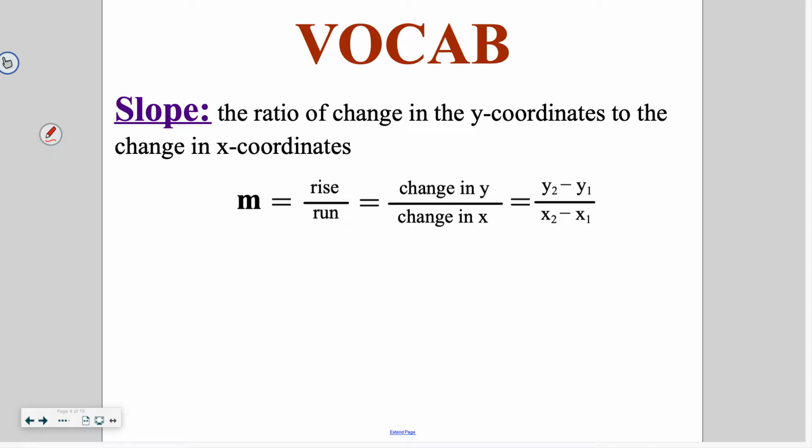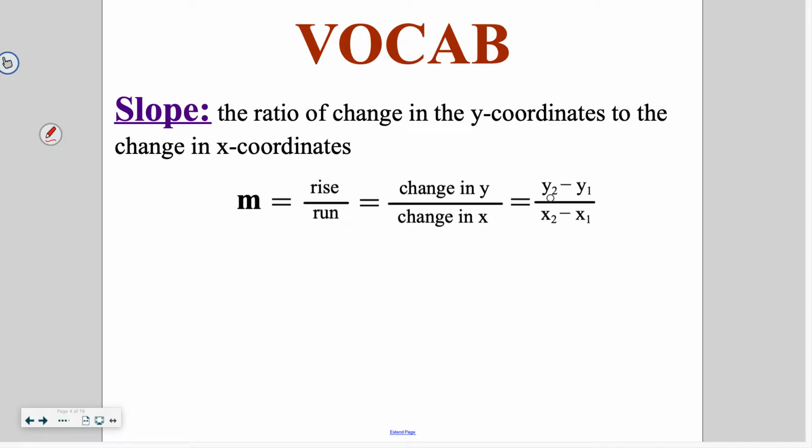Another way to think about slope is the rise over the run. So if you're looking on the graph, the rise would be how far up or down you're going, and the run would be how far left or right you're going. This is another way to say change in y, how far up or down, or change in x, how far across. The actual formula that we're going to use is y2 minus y1 over x2 minus x1.